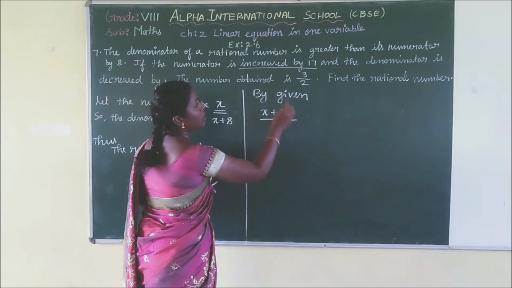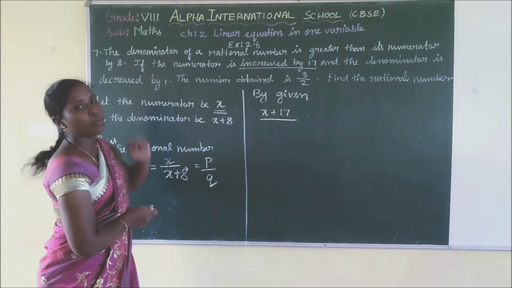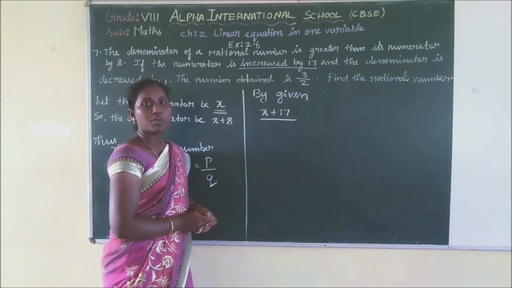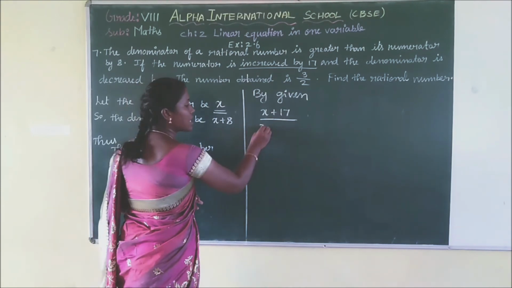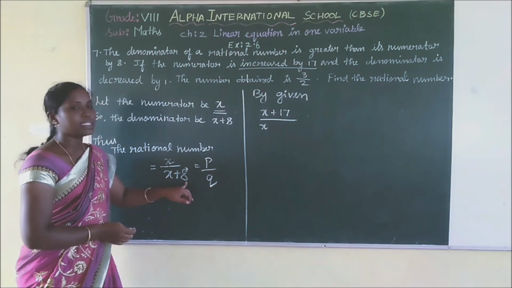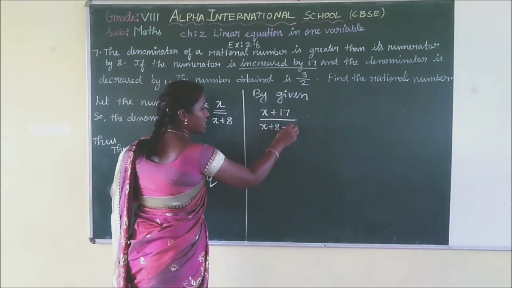But what about the denominator? The denominator is decreased by 1. Denominator is decreased by 1 means what we have to do? We have to subtract 1 from the denominator. What is the denominator here? x plus 8. So we have to subtract: x plus 8 minus 1.